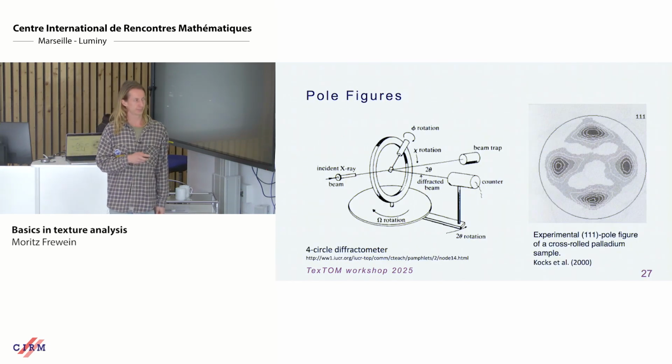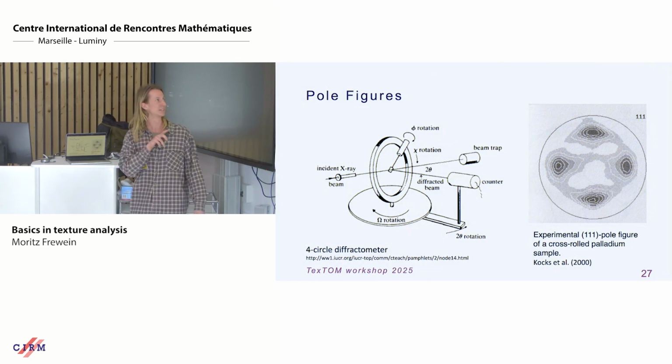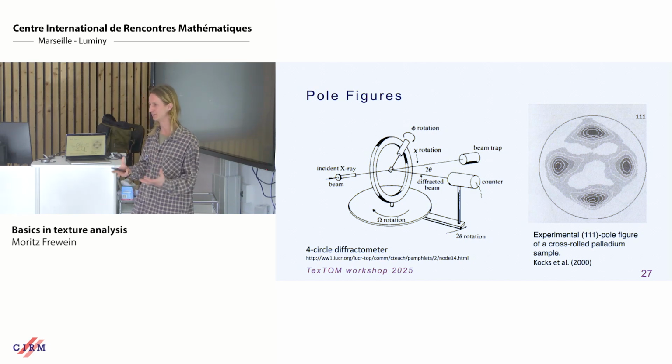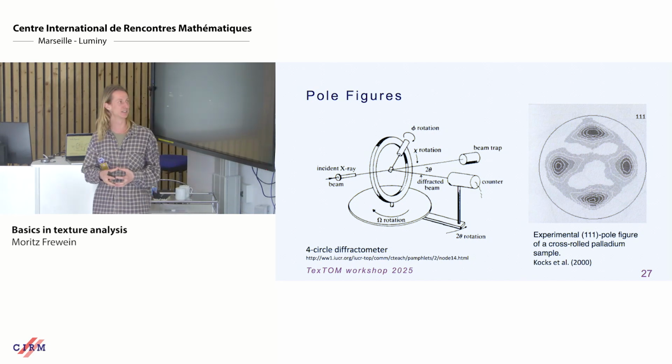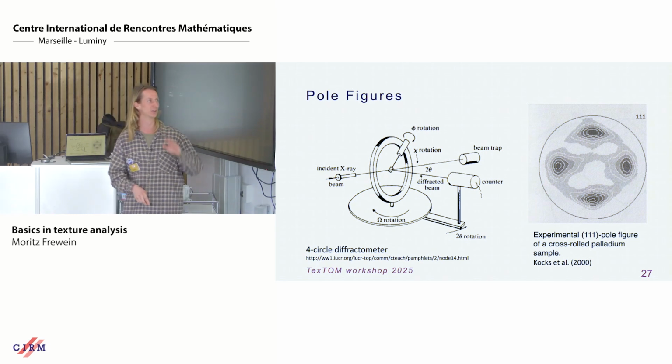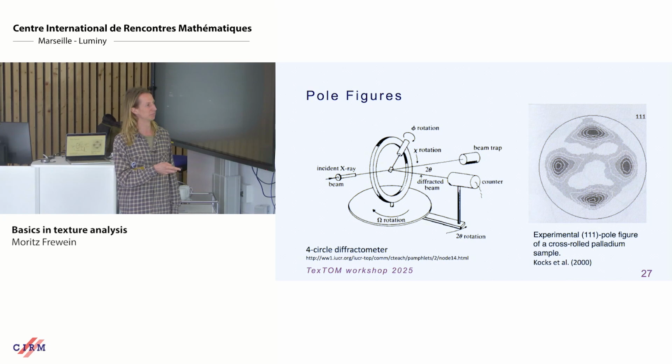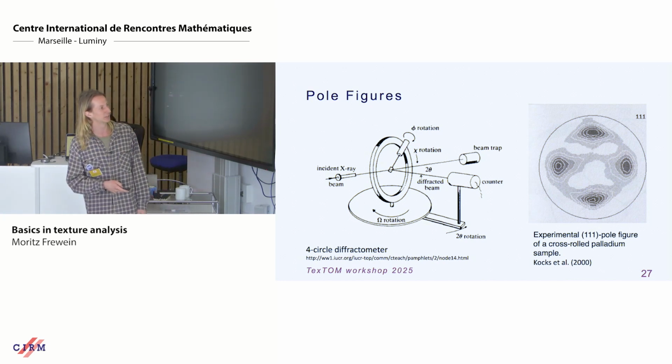This is just a last small excursion to pole figures, because as we saw, a 3D orientation distribution function is not so nice to look at. So often textures are looked at by pole figures, which can look like this, for example. This is a palladium sample.